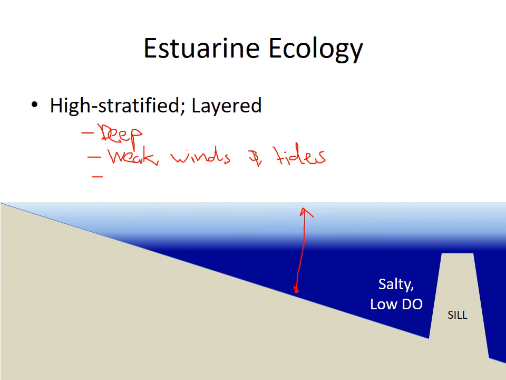So one of the types of estuaries that tends to get really stratified like this is a fjord estuary because they are so deep due to the big glacier valley. Another thing that fjord estuaries tend to have is a shallow spot near the mouth of the estuary called a sill.